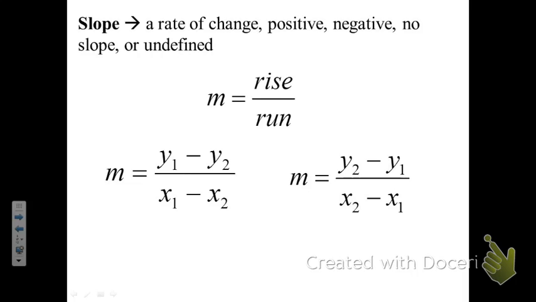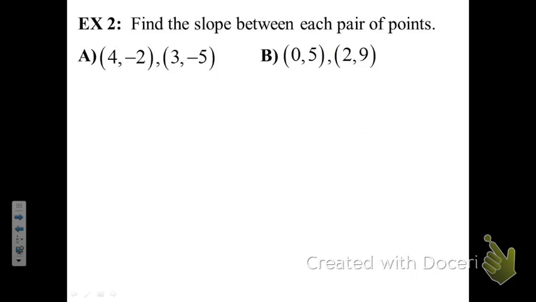Both of those will give you the same answer, but we have talked about this in class, that if you start with this y1 on the numerator, then you have to start with the x1 in the denominator. So again, over here, you want to make sure that those values come from that same ordered pair. To find the slope between each pair of points, we'll use that formula.